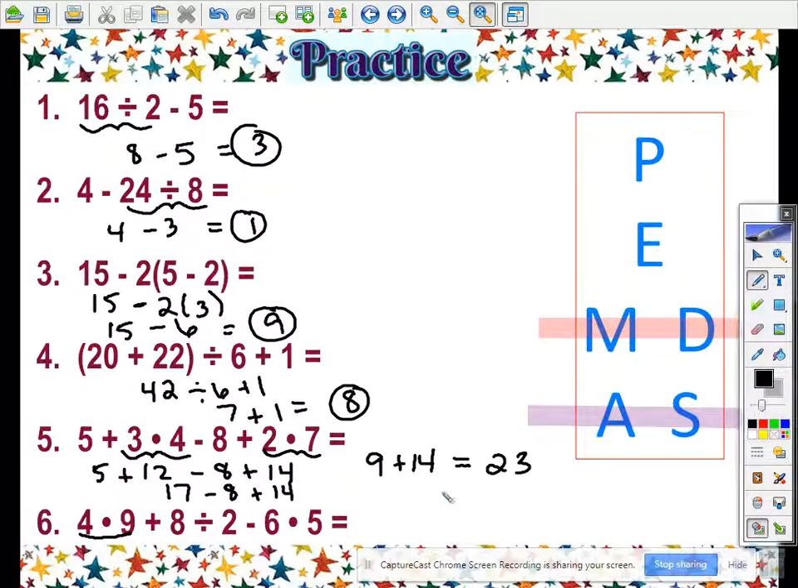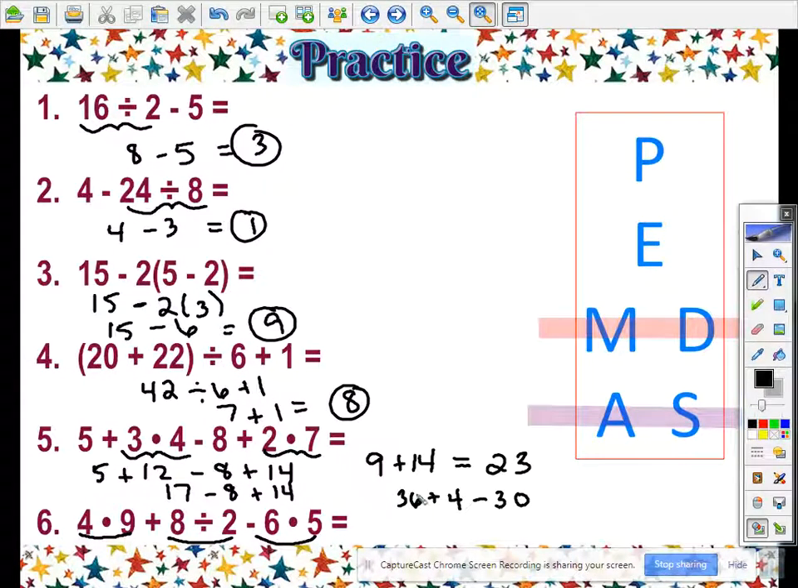4 times 9, I'm going to write it over here, is 36. Plus, we have an 8 divided by 2, which is 4. Minus, and a 6 times 5 is 30. So I did left to right all in one step.